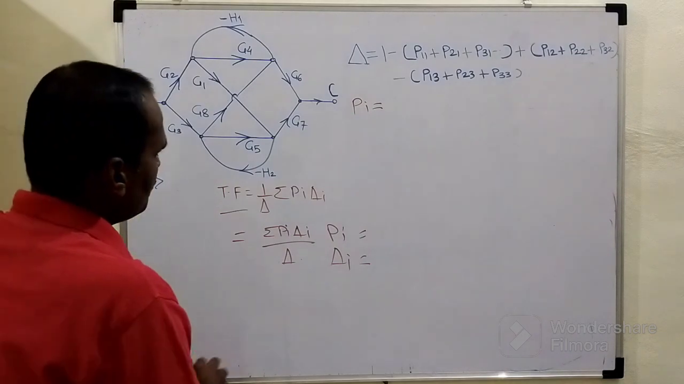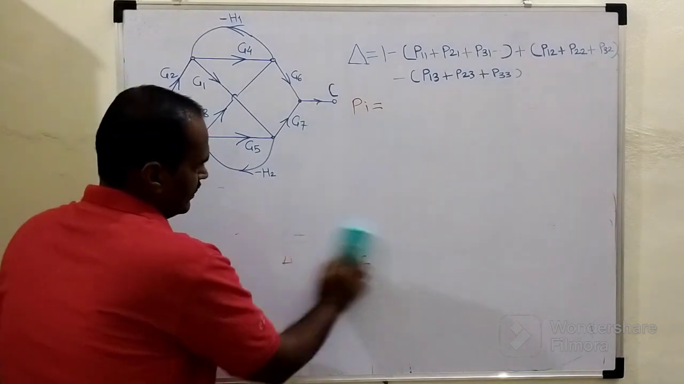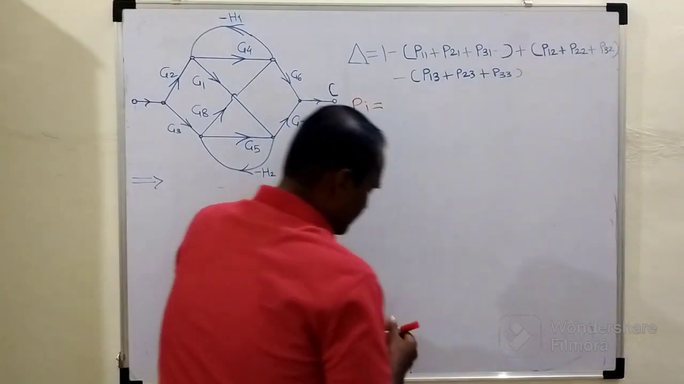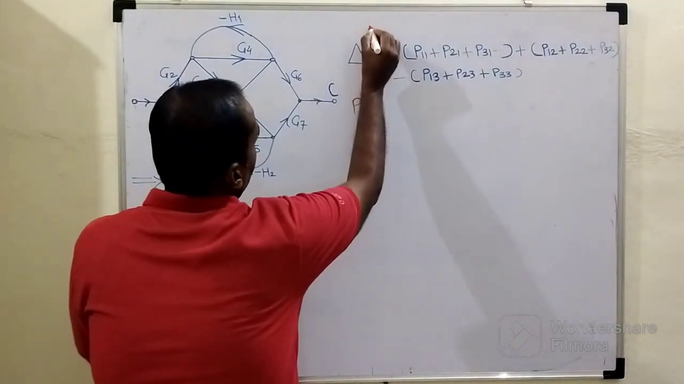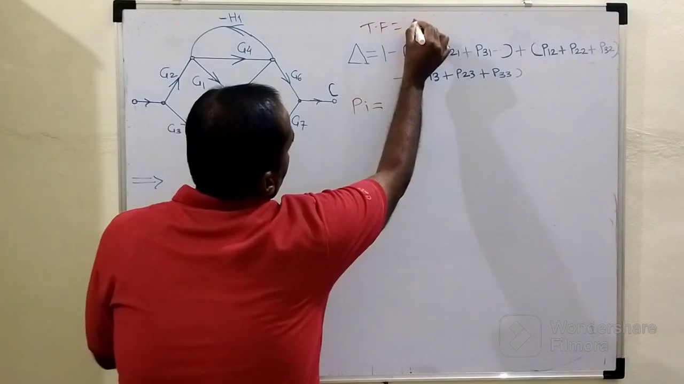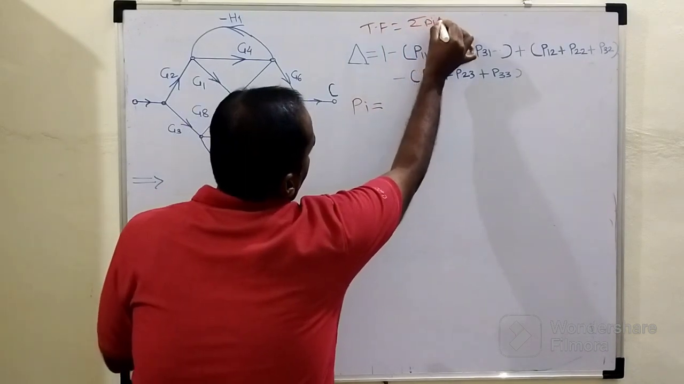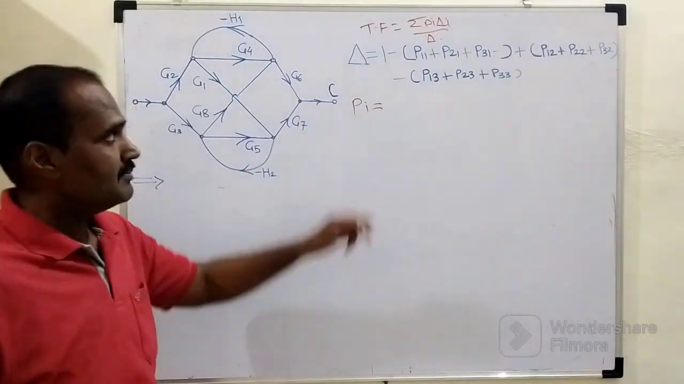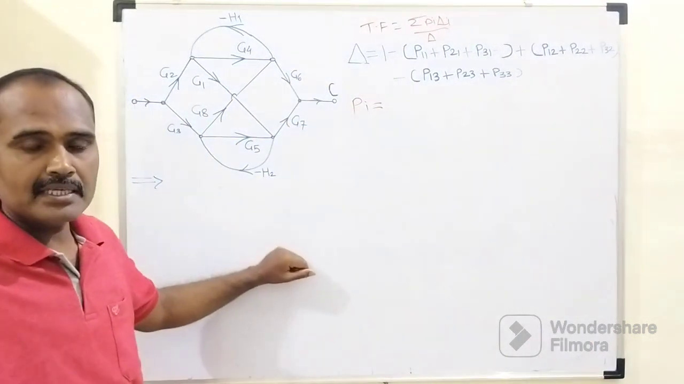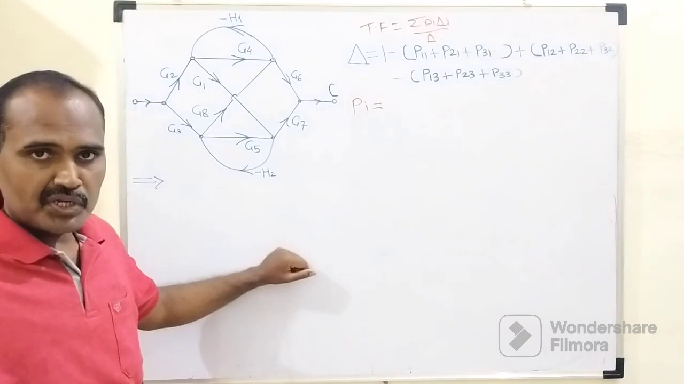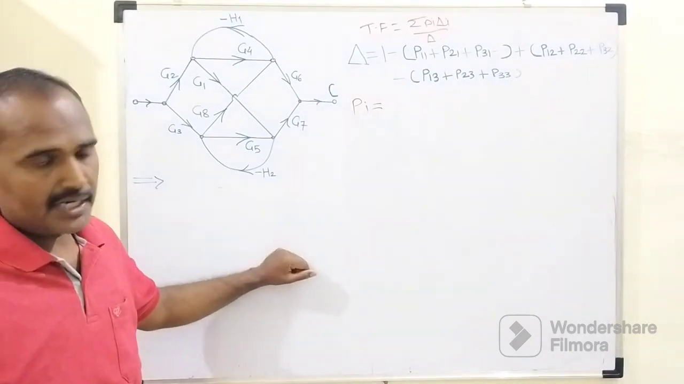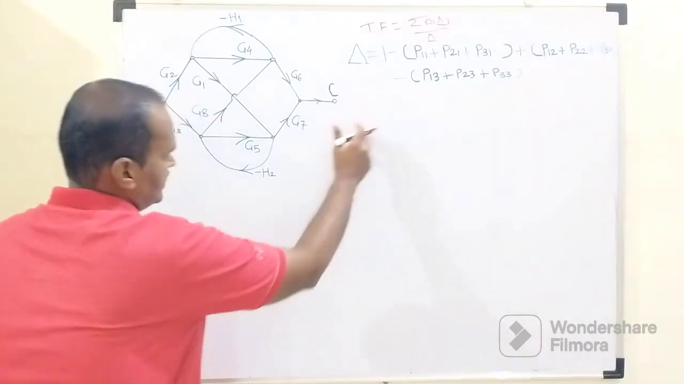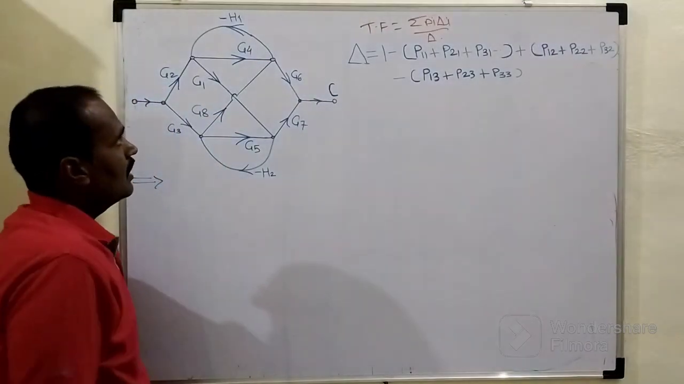For the sake of the moment, I will erase all these things. Once we know this clearly, the gain formula is: transfer function equals summation of Pi into delta i upon delta. For the ith time the summation sign will get iterated, meaning the number of iterations equals the number of forward paths. So first of all, we need to determine the number of forward paths.